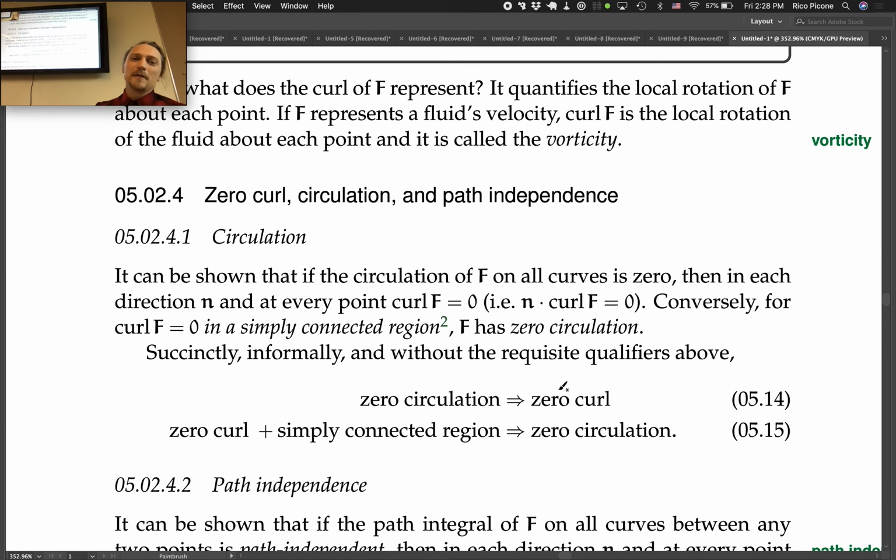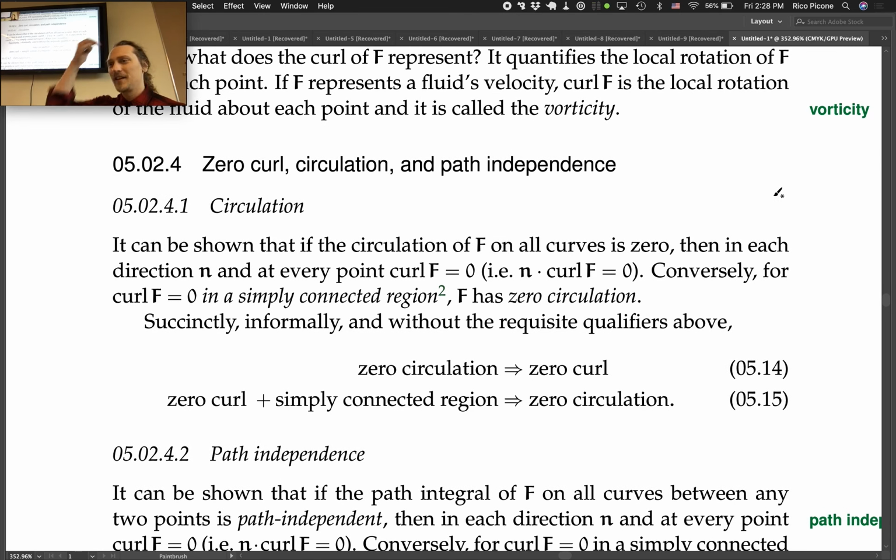Great. So, zero curl, circulation, and path independence. This is the thing I added right before the lecture started. Okay, circulation. It can be shown that if the circulation of F on all curves is 0, then in each direction n, and at every point, the scalar curl of F is 0 in the direction n. In other words, if you take n dotted with the curl of F, you get the component of the curl of F in the n direction, and that equals 0. So this is the most complete way of writing it.